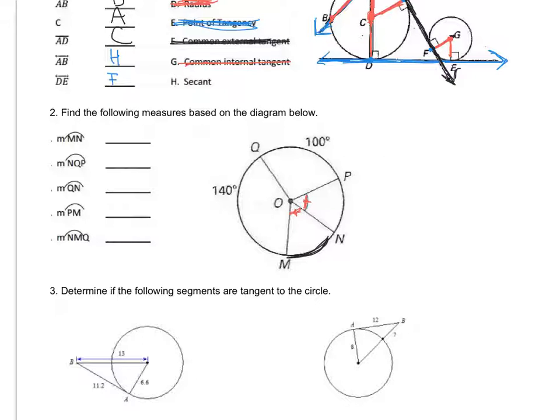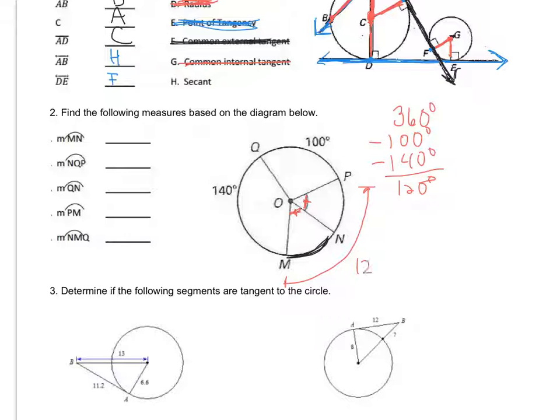Now really we have two of the arcs of this circle, so I can find what this arc is between M and P because I know all the circle arcs add up to 360. So if I take 360 minus the 100 I have, minus the 140 I have, I'll have 120.